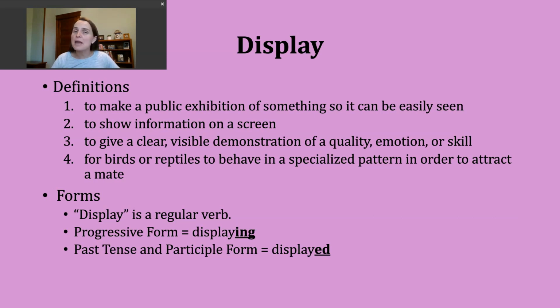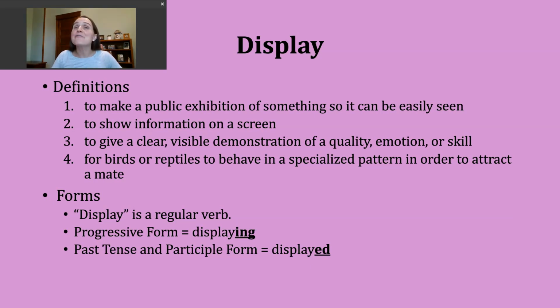A fourth and probably less common way for you to hear the verb display used is in regards to birds and reptiles. And it's generally when a male bird or male reptile is going to behave in a specific way in order to attract a mate.